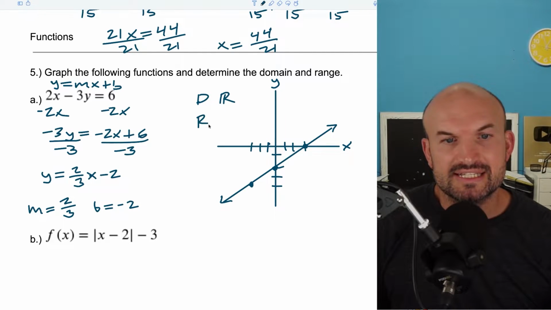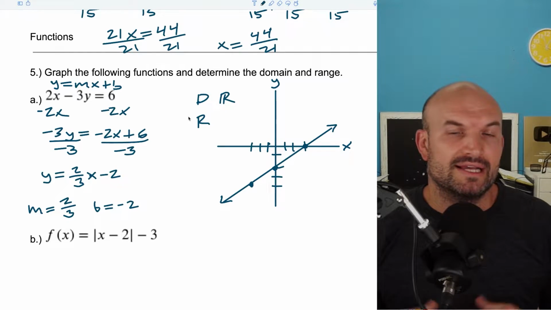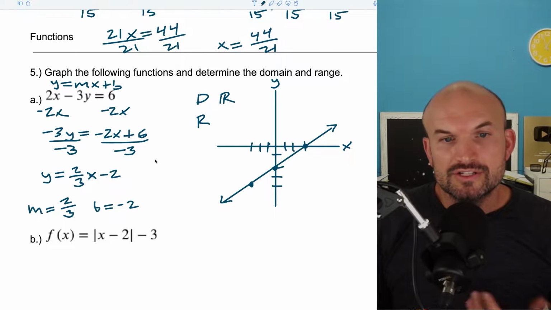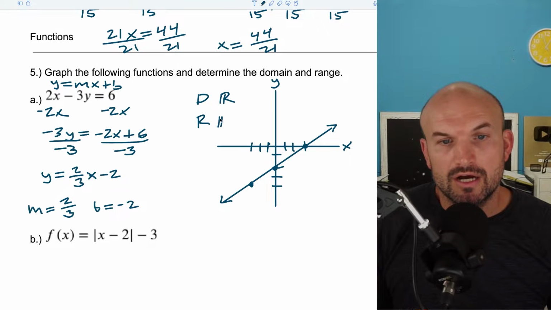And I'll go through some of that interval notation as well. The range is the set of all y values that make up the graph. Again, you can see that this graph is continuously expanding down as far as up. So the range is also going to be all real numbers.